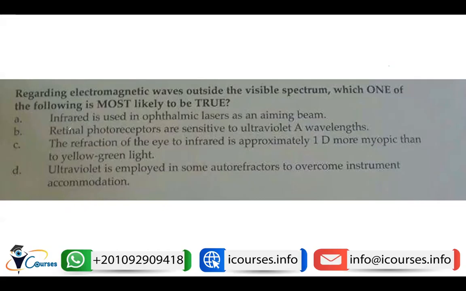Exactly, as we just mentioned, the retinal photoreceptors are sensitive to ultraviolet A rays. This is the correct answer. I will go very quickly through the other options until we study them in the relevant topics. Infrared is used in ophthalmic laser as aiming beam. This is not true, as you can see here.